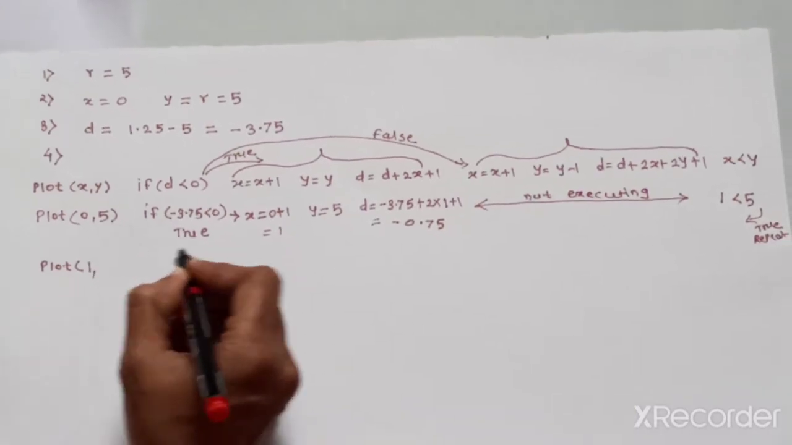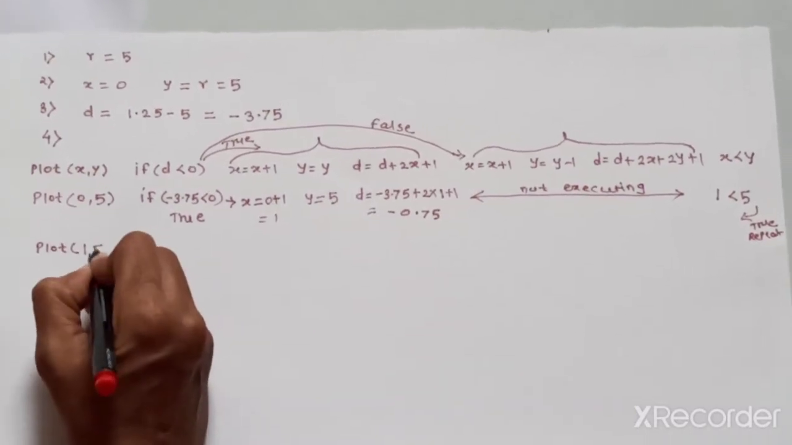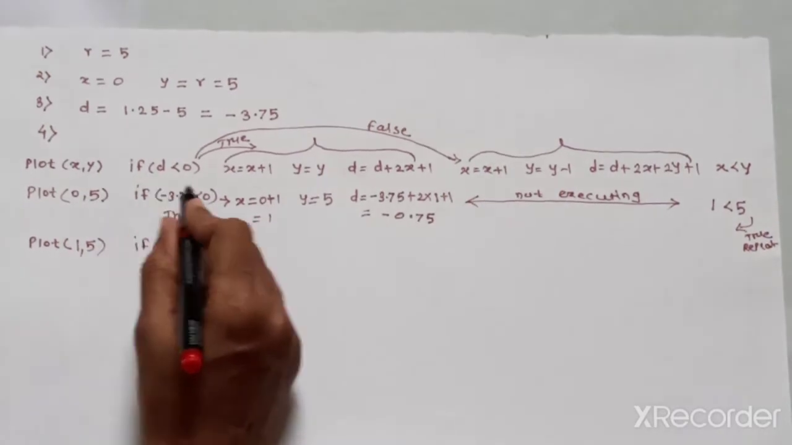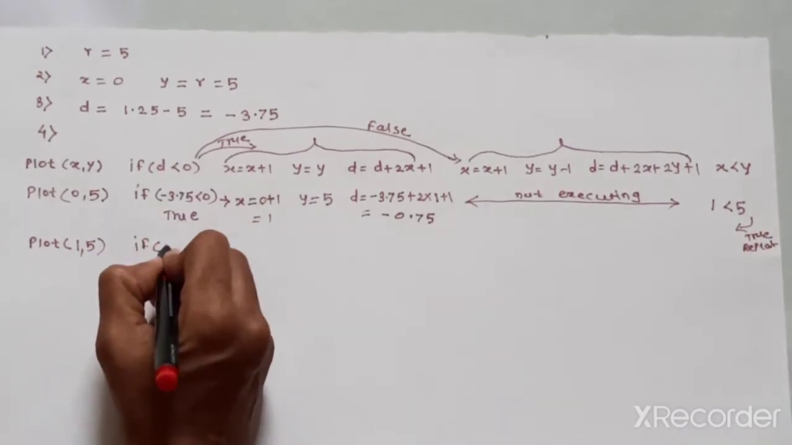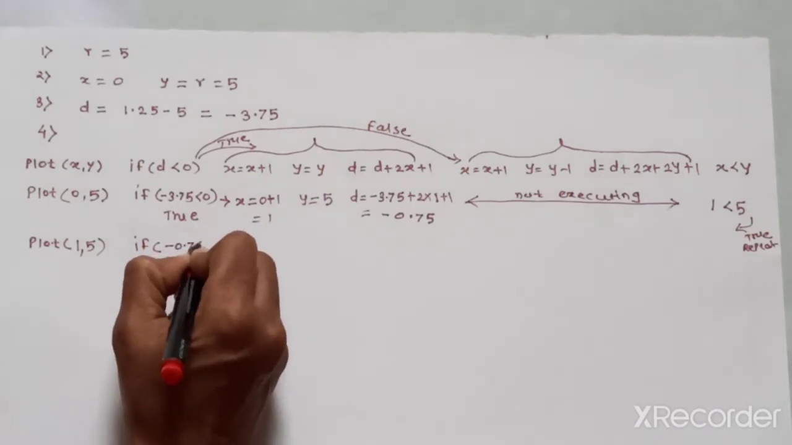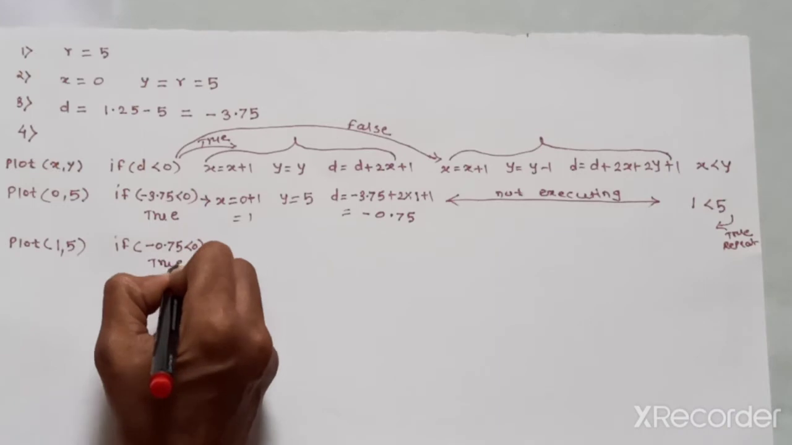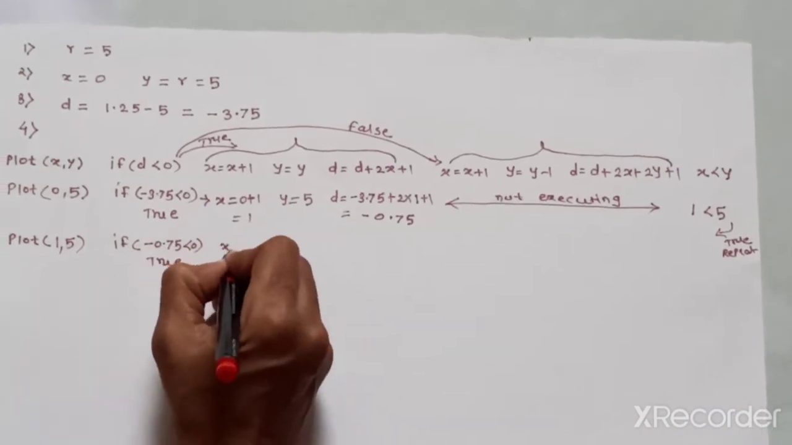It is 1. Value of y? It is 5. Plotting 1, 5. Now once again check condition. If our decision variable value, that is minus 0.75, is less than 0, as we can see, it is true. So we have to execute this loop once again.